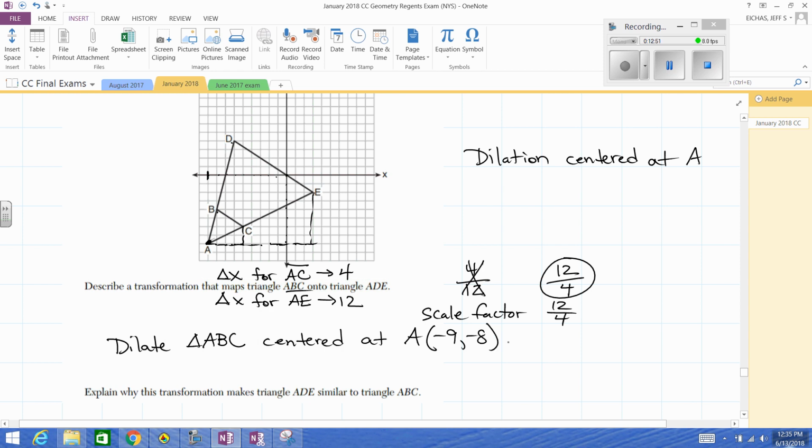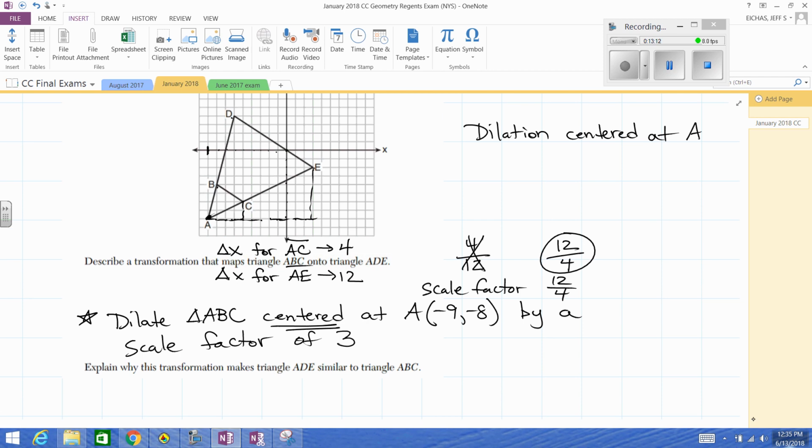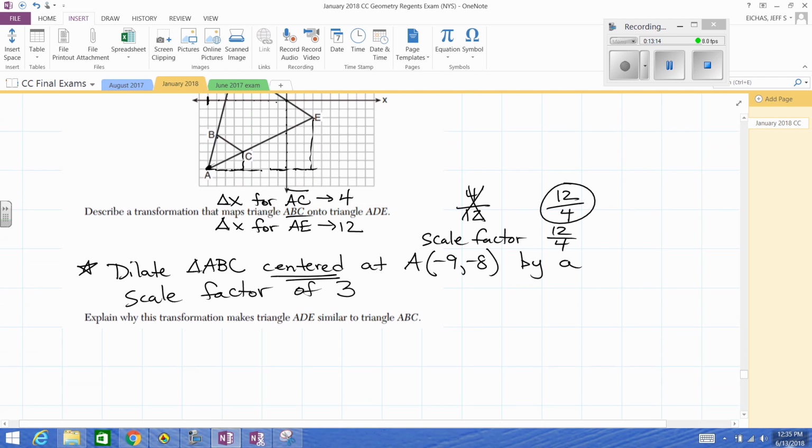Okay? That's our center. You have to have the center. It doesn't count by a scale factor of, you could reduce it to 3. Okay? You could keep it 12/4. You could go to 3. All right, good enough. Explain why this transformation makes triangle ABC similar to triangle ADE.